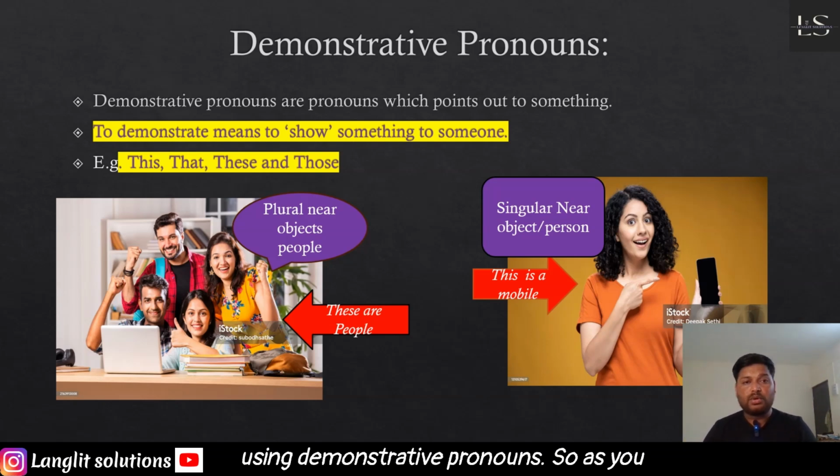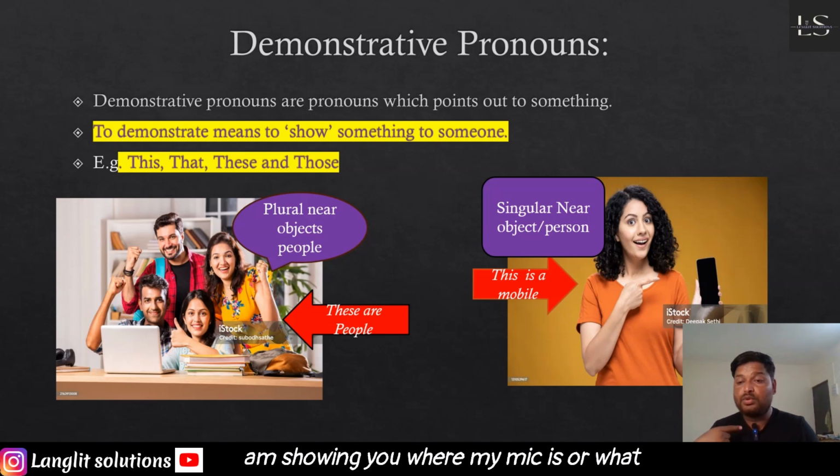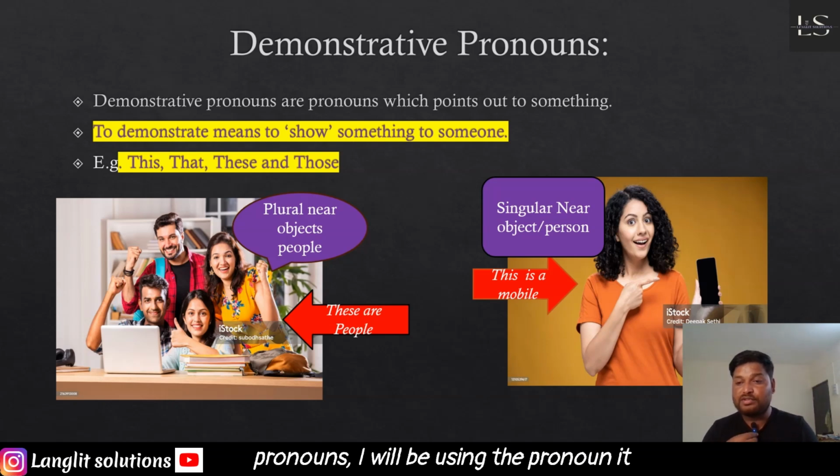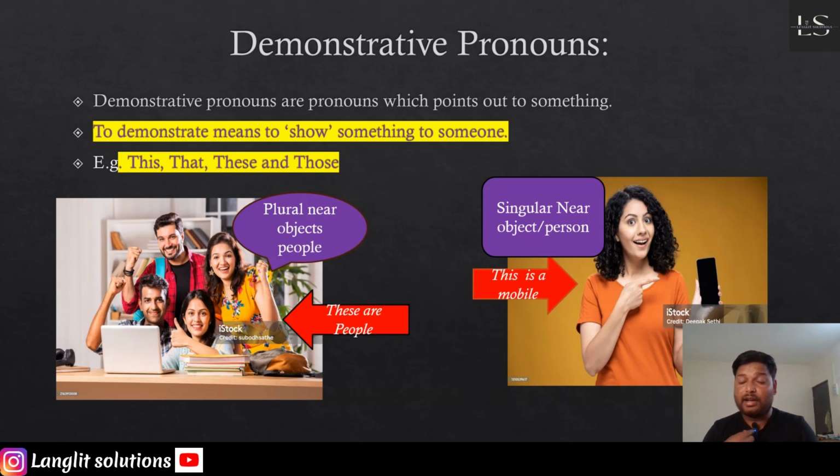demonstrative pronouns. As you can see on the screen, let's go by the definition first and then we will get into the details. To demonstrate means to show something. Suppose when I'm saying that this is a mic, I am demonstrating something. I am showing you where my mic is or what this object is called. This object is called a mic. If I want to talk about gender specific pronouns, I'll be using the pronoun it for this, since it is an object with no gender. So, this is a mic.